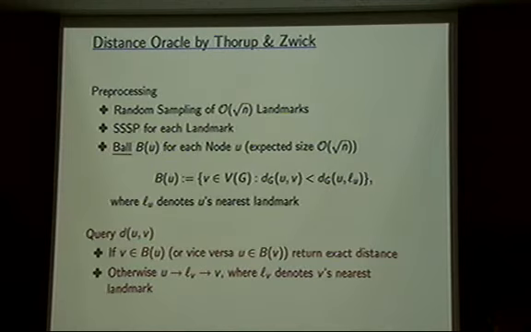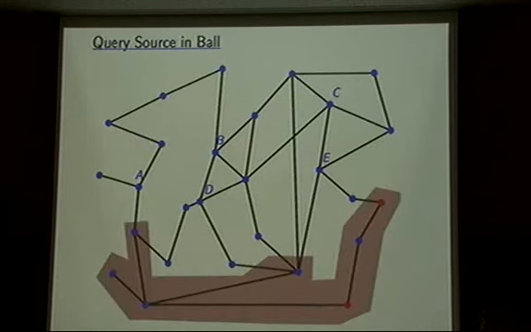At query time, if we are asked for the distance between U and V, we check first if V is in U's ball. And vice versa, we also check whether U is in V's ball. If so, we return the exact distance. And otherwise, well, we go from U to V's landmark and from V's landmark to V, because we pre-computed this information. So now let's check for a query. First case, they are in each other's ball somehow. It will get the exact distance as an answer.